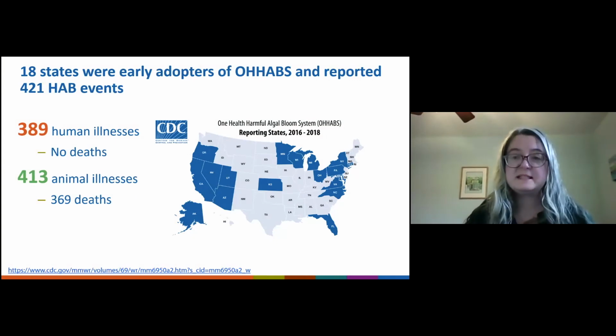There were 18 states that we refer to as the early adopters of OHHABS. These early adopters reported 421 HAB events, 389 cases of human illness, and 413 cases of animal illness that occurred from 2016 through 2018. Although no people died, 369 animal deaths were reported.